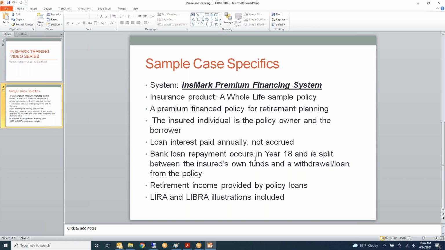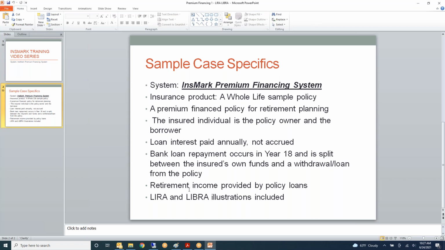And this is going to be split. It's a split payment. Half of the payment comes from the insured's own funds, and half of the payment for the loan back to the bank comes from a withdrawal or loan distribution from the policy. The policy is going to have additional income distribution, which coincides with the retirement phase of the client. So there's going to be a first withdrawal and then also additional loans, okay?